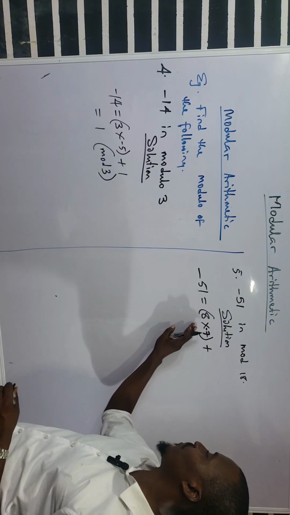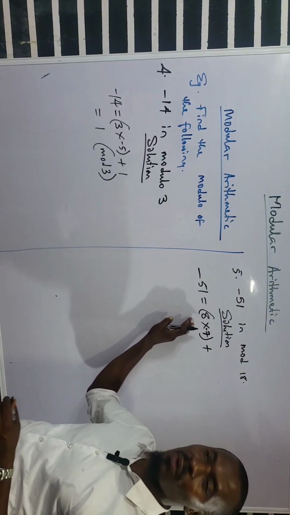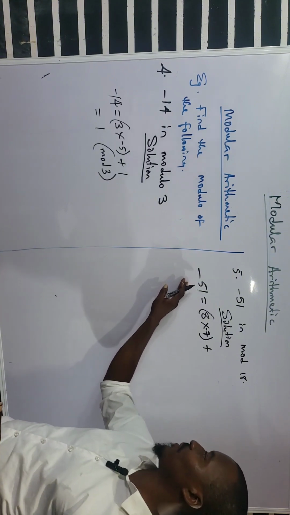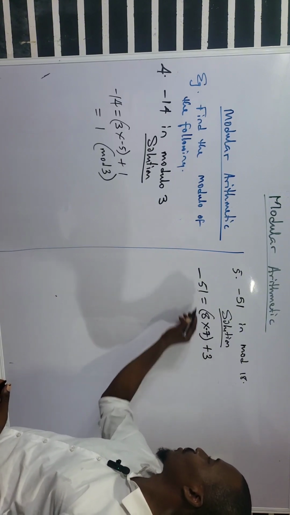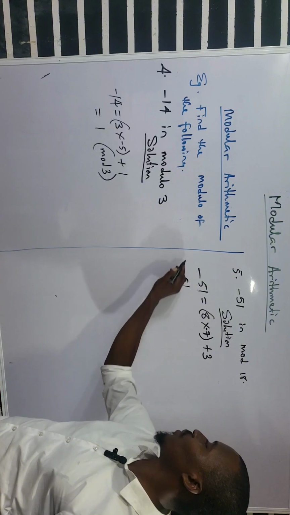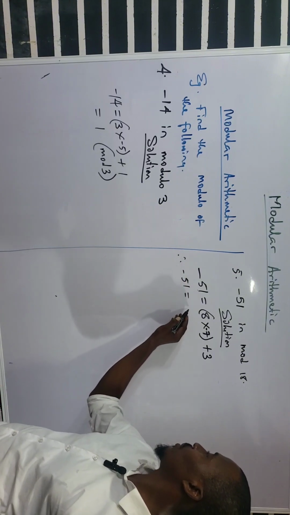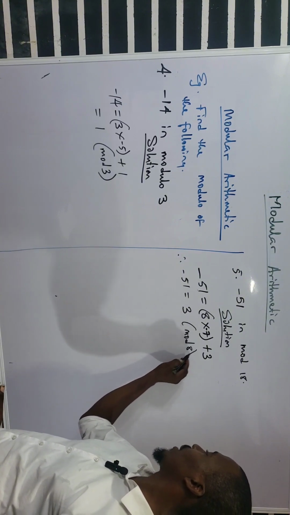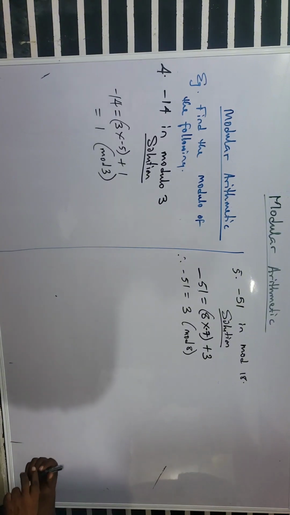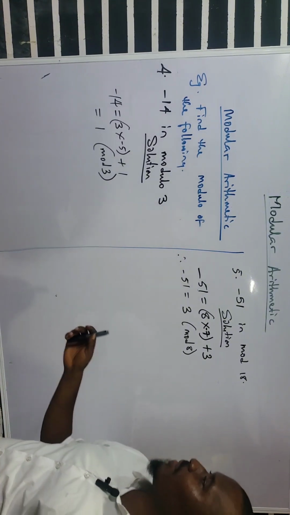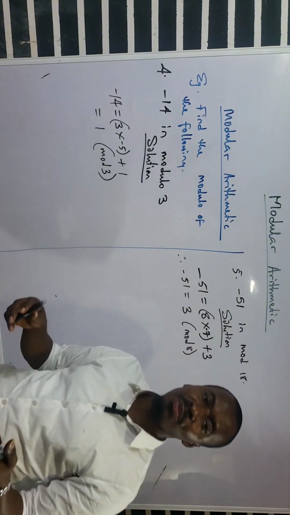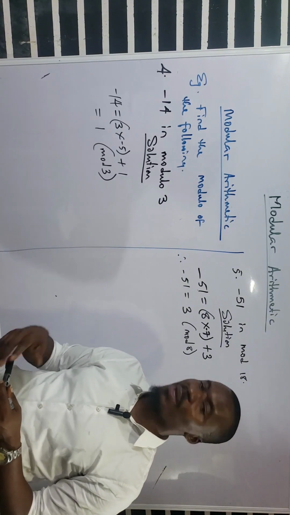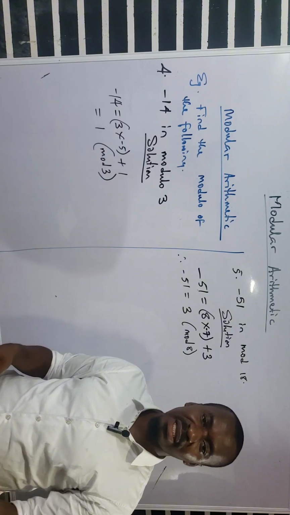If we have minus 54, what do we need to add to minus 54 to give us minus 51? Which is 51. That will be 3. So minus 51 is equal to 3 in modulo 8. I believe with these few examples, you can solve problems or find the modulo of a positive number and a negative number.